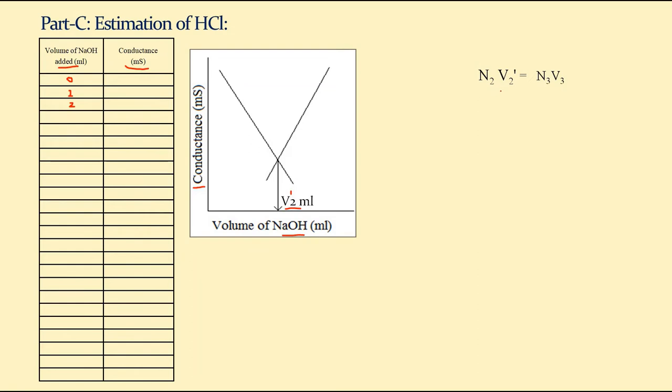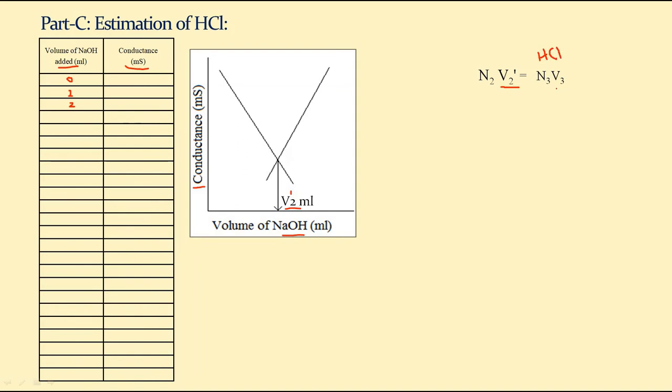The formula, again the law of normality, is N2 V2 dash is equal to N3 V3, where N2 is the normality of sodium hydroxide, already known from the part B step, and V2 dash is the volume of sodium hydroxide required to neutralize our unknown acid HCl. This value is obtained from the graph, and N3 is the normality of the test solution which we are going to find out, the HCl normality of the unknown test solution.